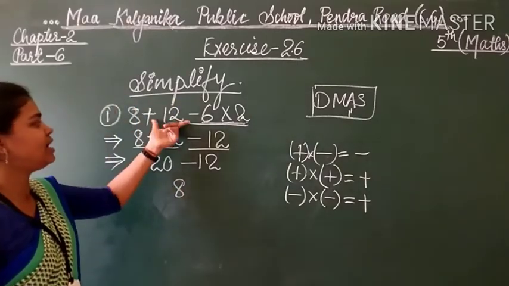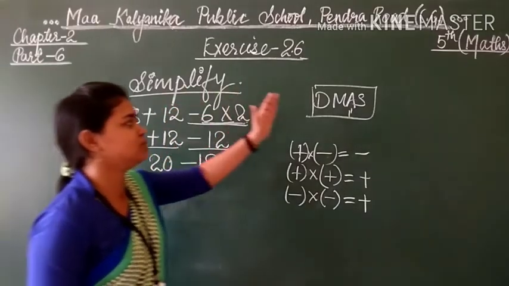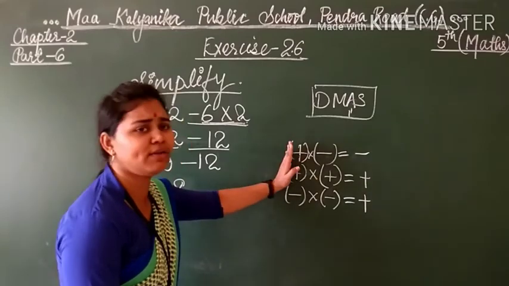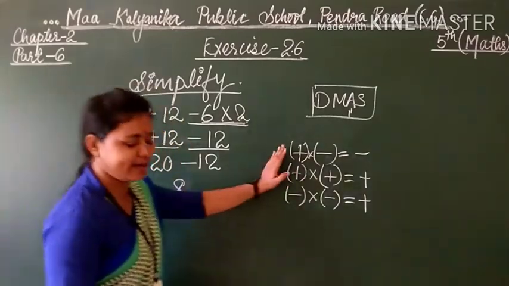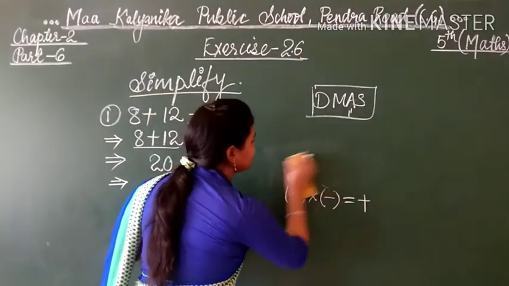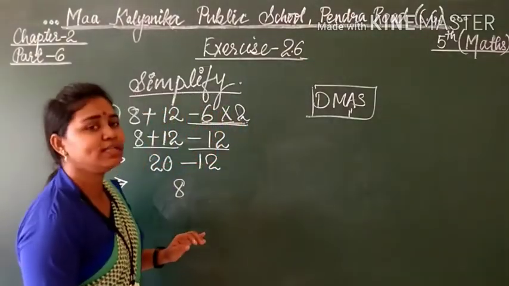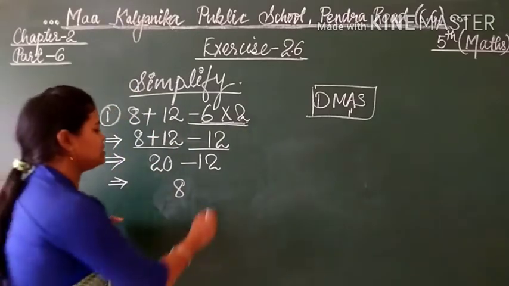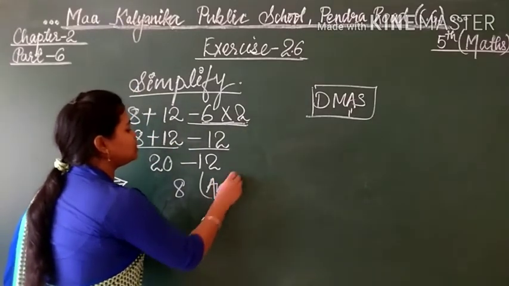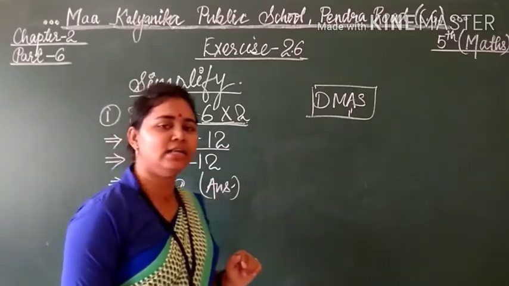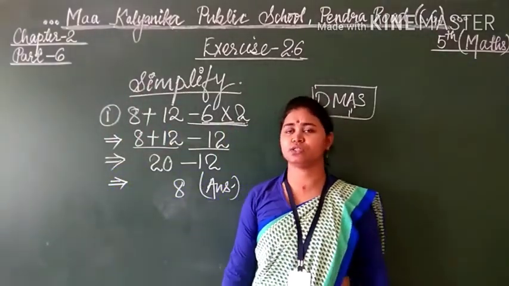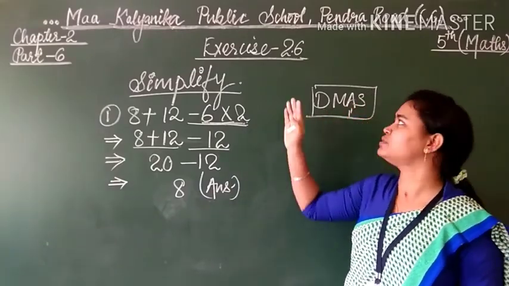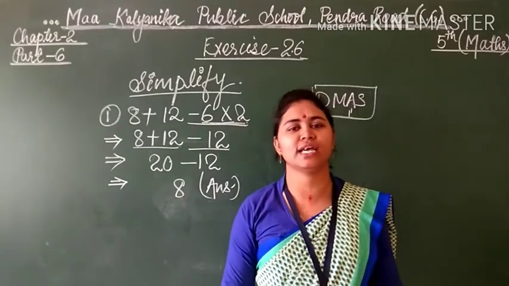So how to simplify? In this way you have to simplify using the DMAS rule. You have to learn this formula which is given here. You don't have to write it, you simply have to learn it. So by following the DMAS rule you can simplify this equation and you will receive this answer. So in this way, students, you can find the answer of the simplification question. For the rest of the questions, first you have to divide, then multiply, then add, then subtract. In this way you can solve exercise 2.6.